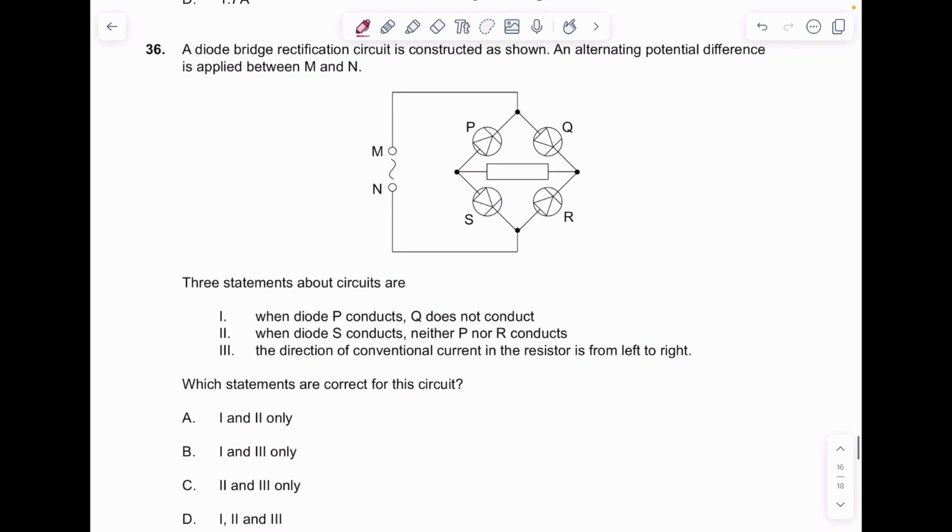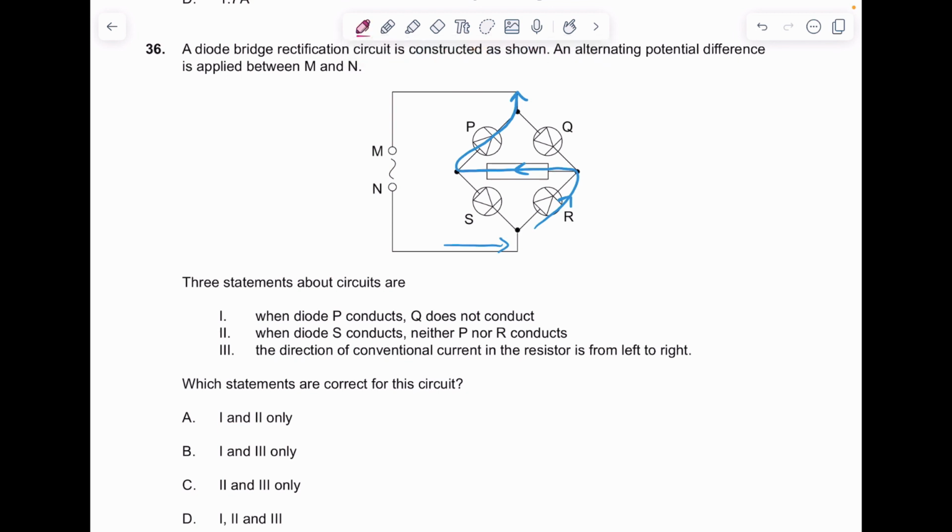Question 36, diode bridge rectification. Alternating PD applied between M and N. 3 statements are given, which are correct? So when diode P conducts, Q does not conduct. There are 2 possible paths through this diode rectification bridge depending on the direction of current flow, whether it's going from N to M or M to N. So if the current is flowing in this direction, we're going up through R, through the resistor, through P and out.